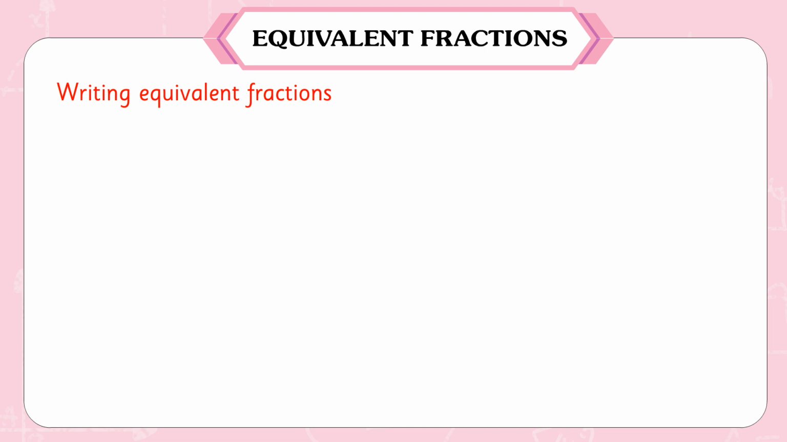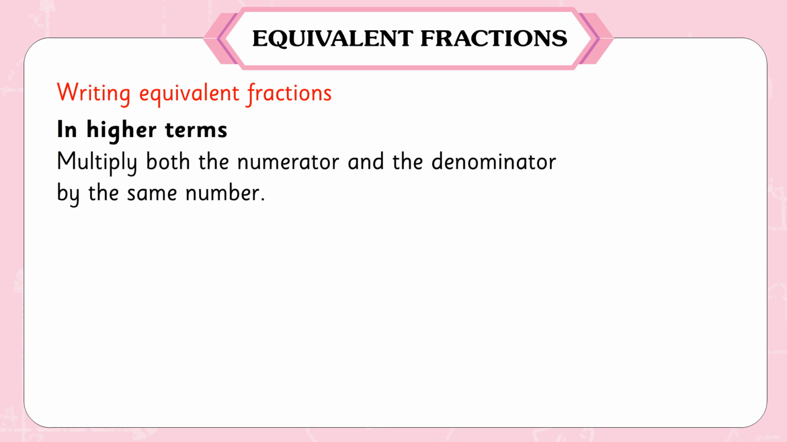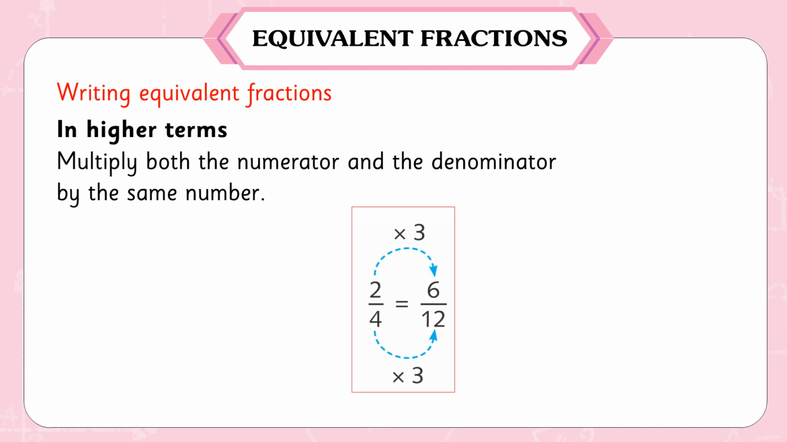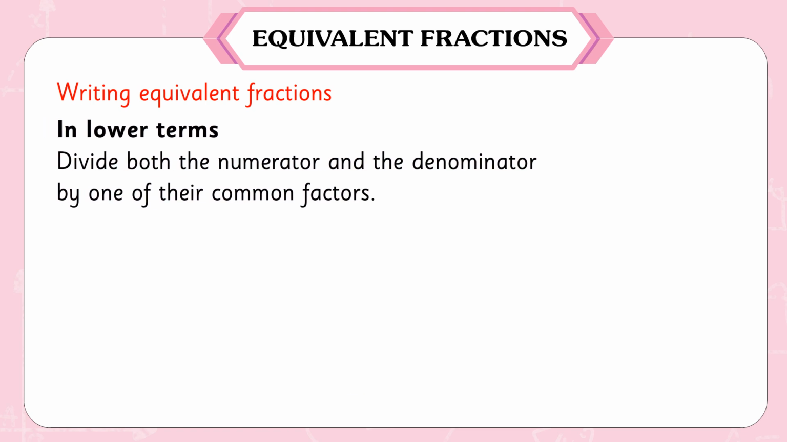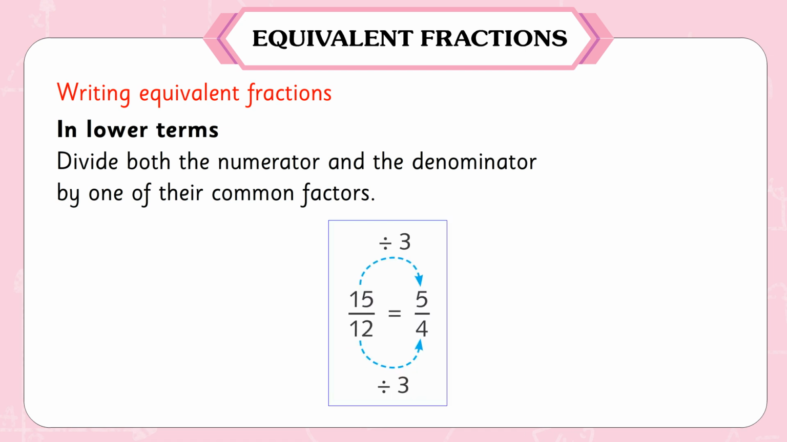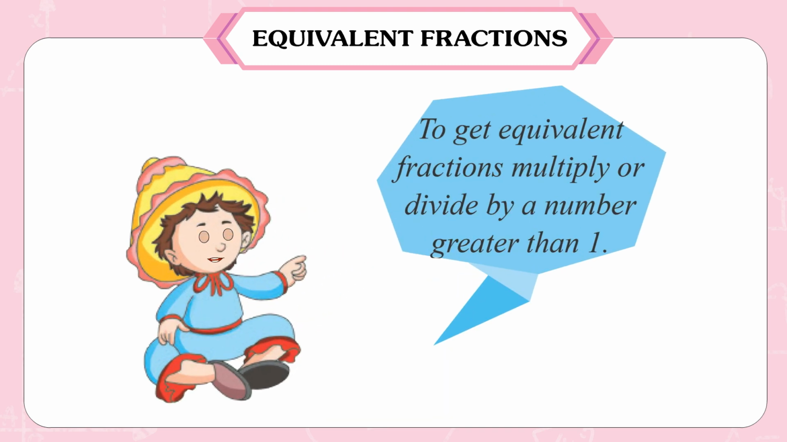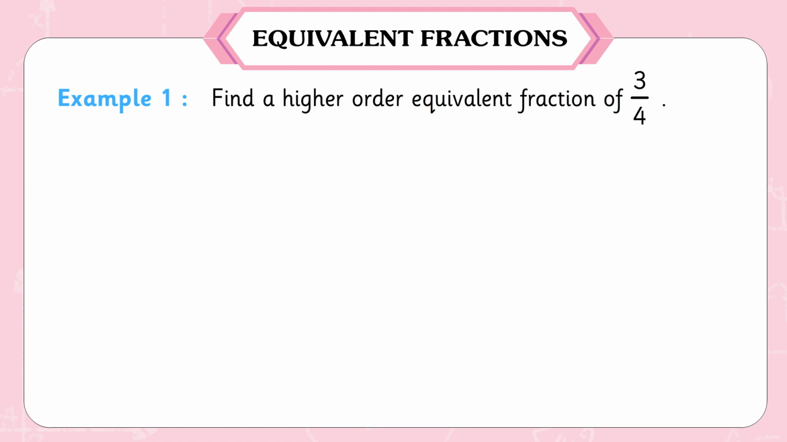Writing equivalent fractions. In higher terms, multiply both the numerator and the denominator by the same number. 2/4 is equal to 6/12, multiplying by 3 and 3. In lower terms, divide both the numerator and the denominator by one of their common factors. 15/12 is equal to 5/4, 15 divided by 3, 12 divided by 3. To get equivalent fractions, multiply or divide by a number greater than 1.